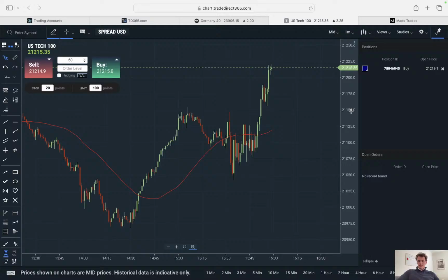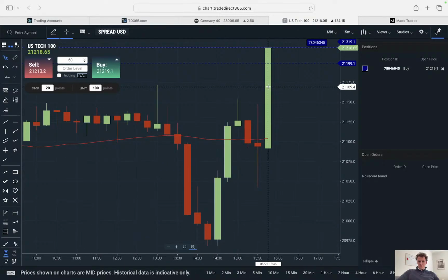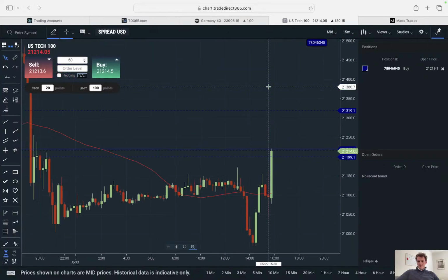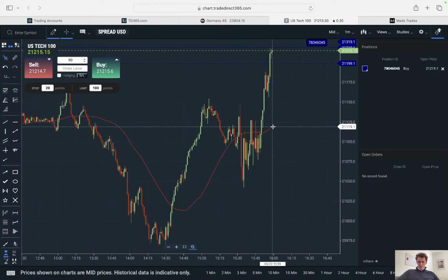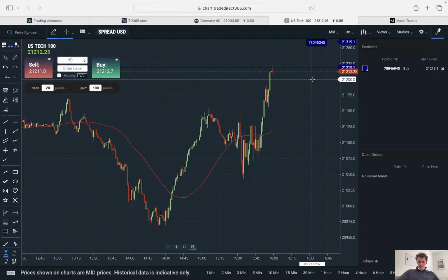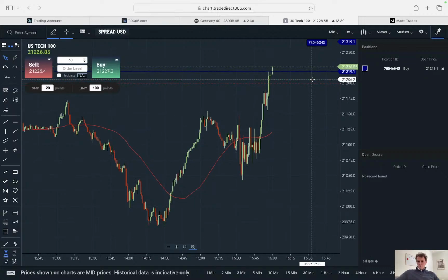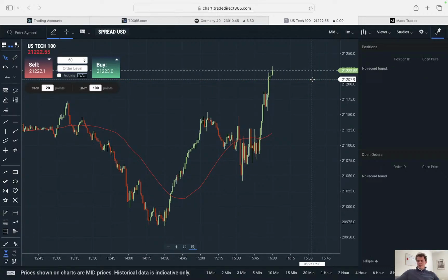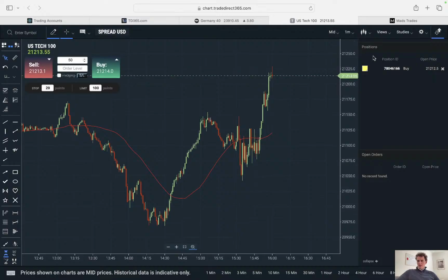Let's see here. Let's see if it's gonna push. I'll exit that one here. I'm not super sure today, to be honest. Let's see here. I'm gonna re-enter a long position with a tight stop loss. Let's see here if it's gonna push now. Nope, I'm not super sure. I closed it again.